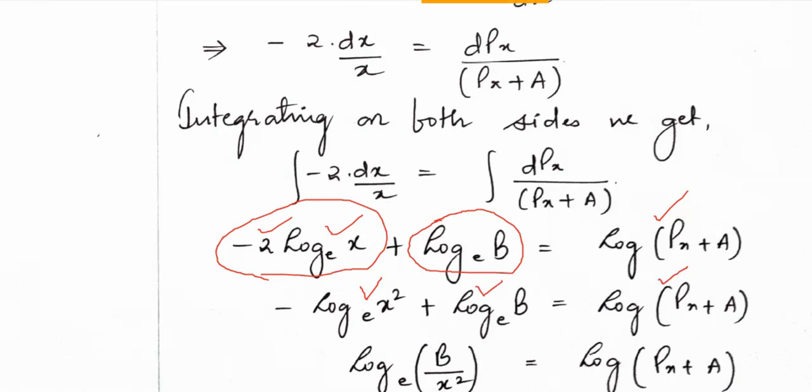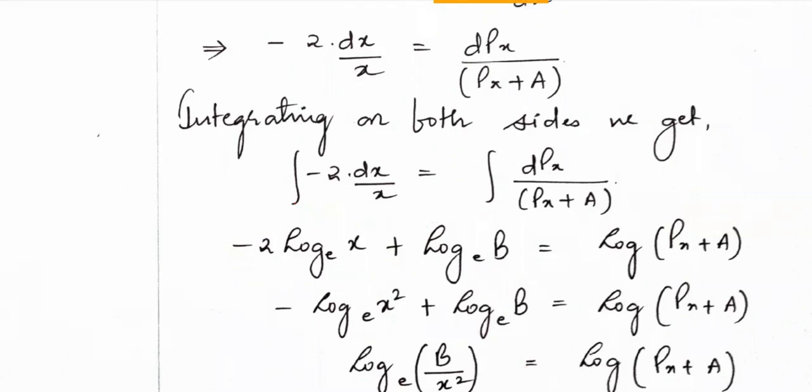Next, you concentrate on these two terms. It is of the form log a minus log b. When you have the difference log a minus log b, it can be written as log a by b. And that is what I have written here: log of b divided by x square to the base e is equal to log of px plus a. So it is just a simple use of laws of logarithm.